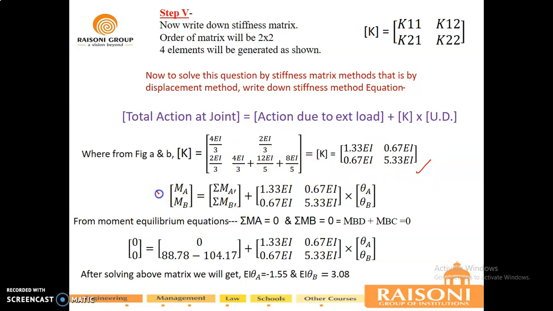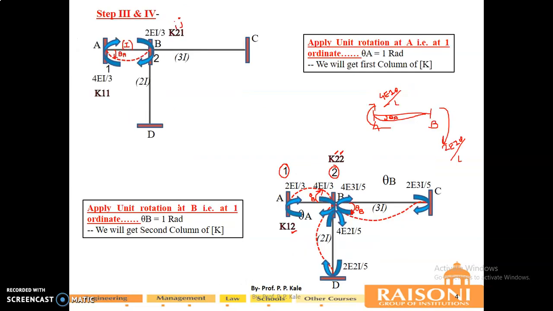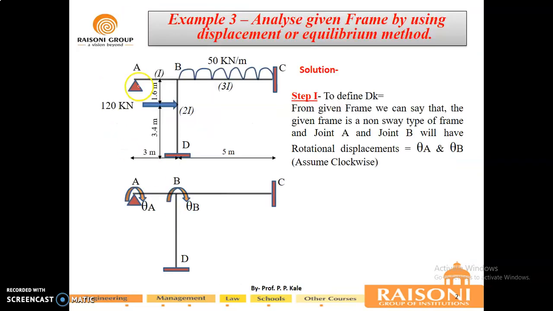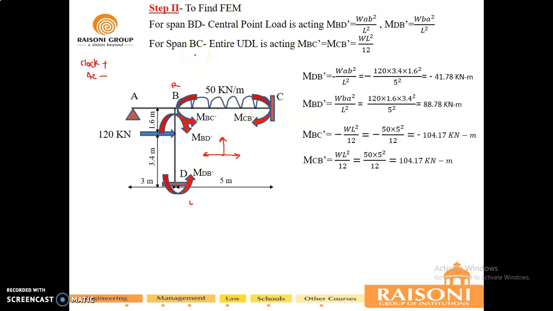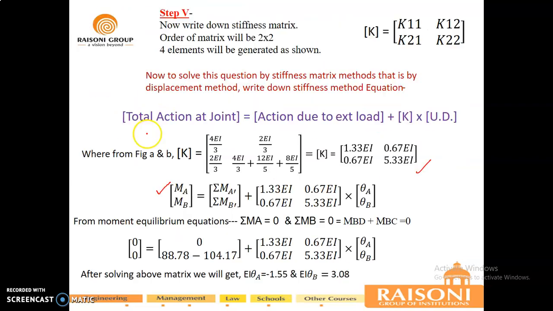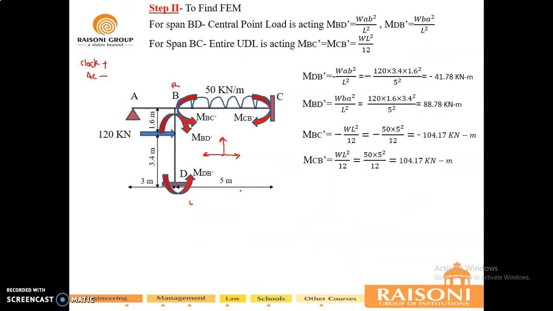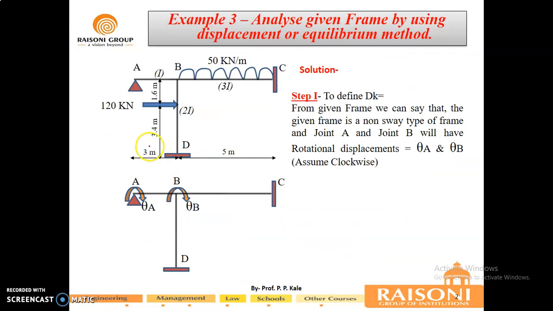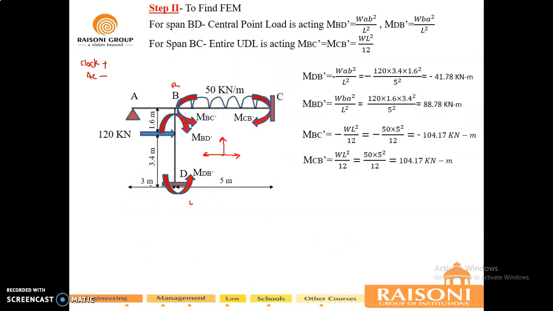Now putting the equation here as total moment at A and total moment at B. Since in the question we haven't been given any moment at A and B, this value will be equal to 0, 0. Now the summation of MA dash means action due to the external loading at A, meaning generation of FEM. Since span AB has no load, there was no generation of fixed end moment at that point, so this part is also equal to 0.